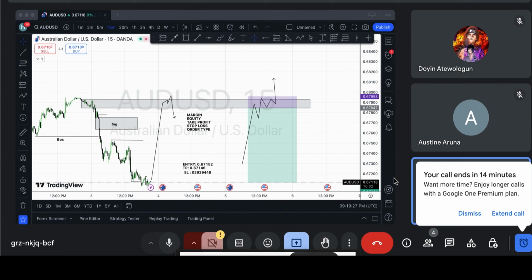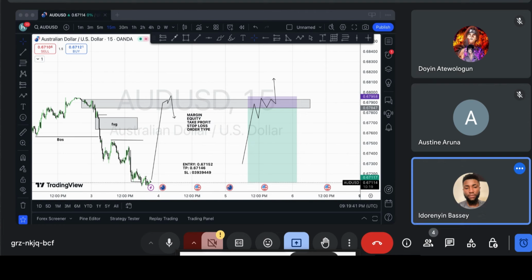So you are instructing your broker to execute the trade immediately at the current price. Let me show you an example on the chart.